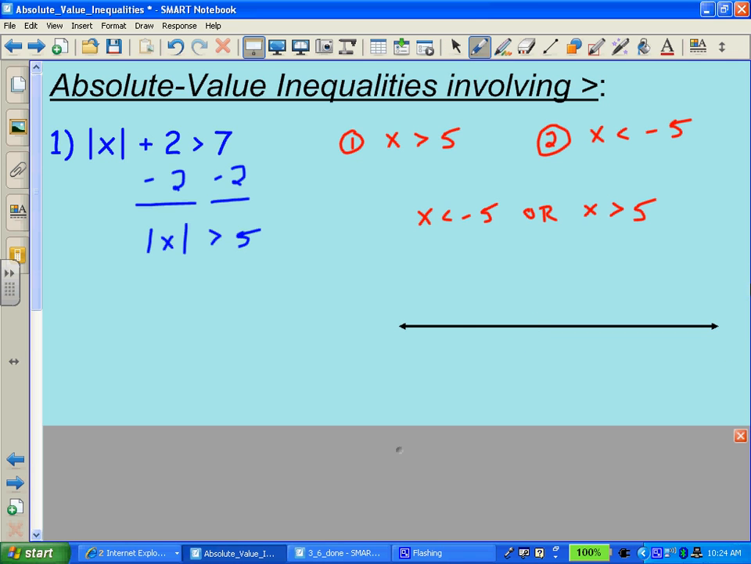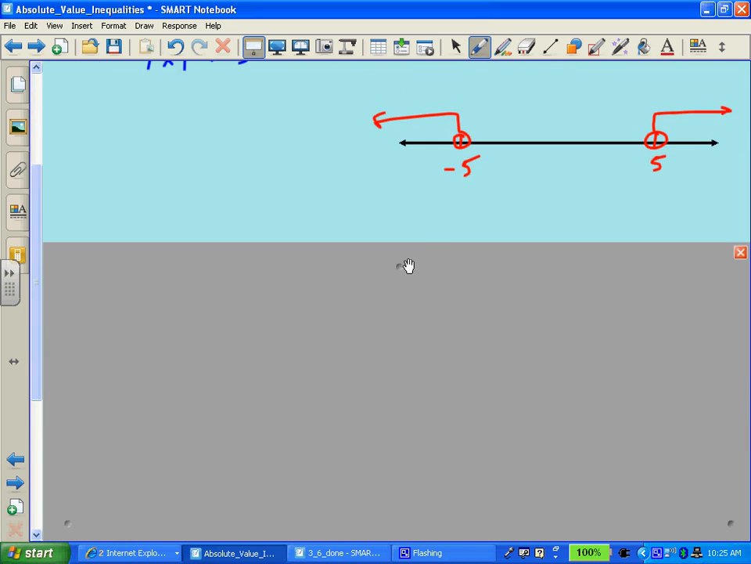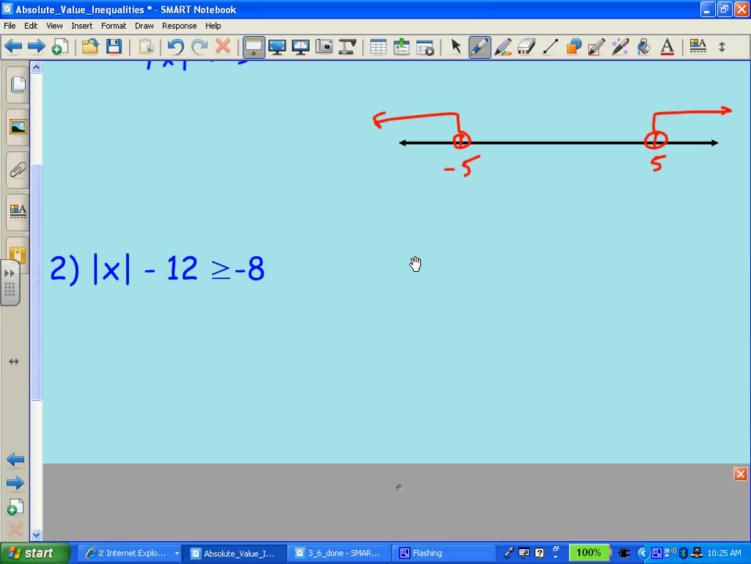So on my number line, I'm going to put negative 5 and 5 on there. Less than negative 5 would be open circle to the left. Greater than 5, open circle to the right. And that would be my graph for that one. Let's do another example.